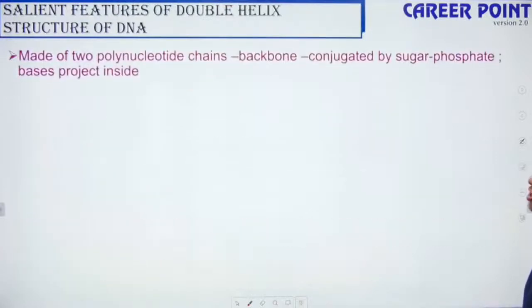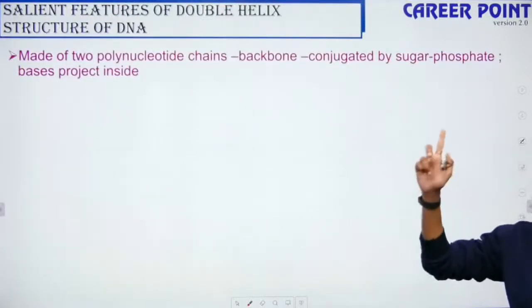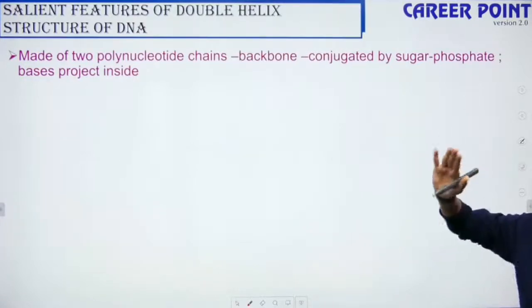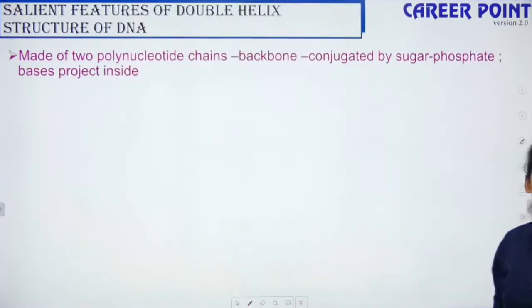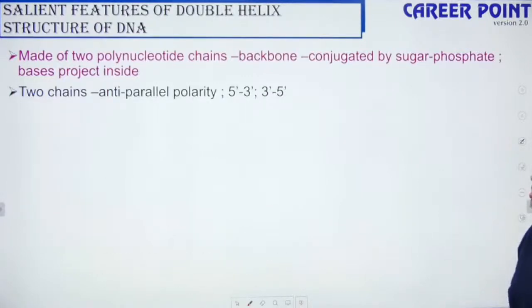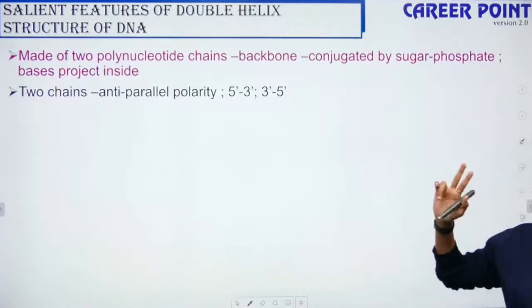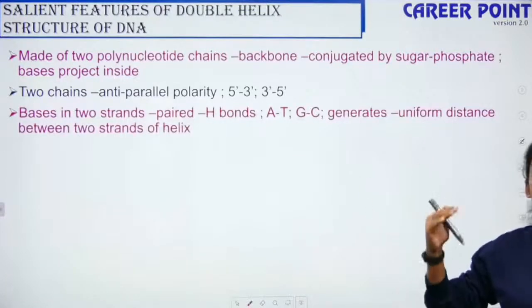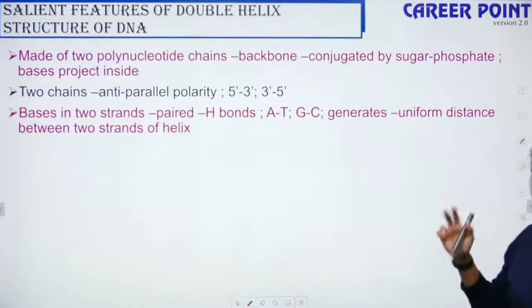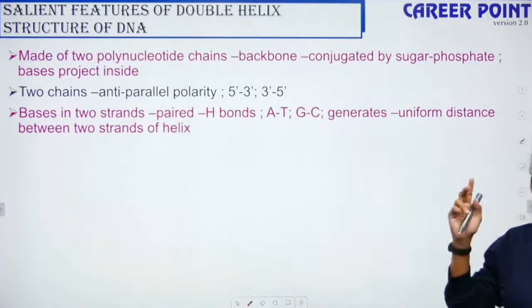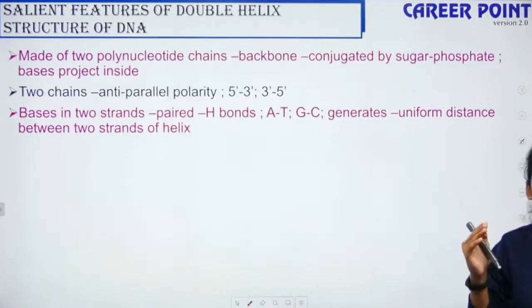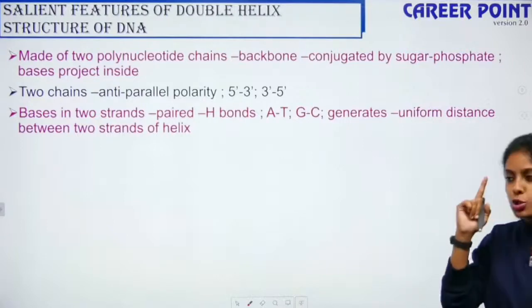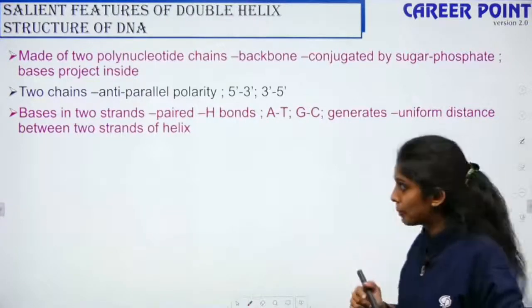Fine. So the salient features of the double helical structure of DNA. It is made up of 2 polynucleotide chains. That is why it is a double helix. The backbone is formed by sugar and phosphate. The nitrogenous bases project inside. So it has 2 chains with anti-parallel polarity, one from 5' to 3', the other from 3' to 5'. The bases in the 2 strands are paired by H bonds. Between A and T you have 2 bonds. Between G and C you have a triple bond.